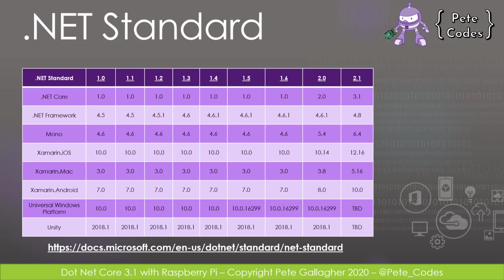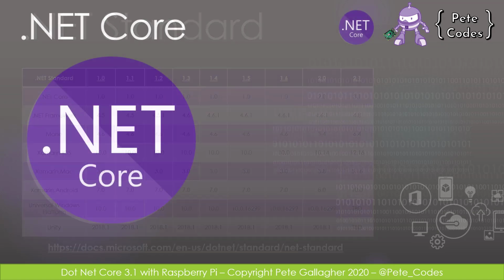Everything from 1.0 to 2.1 is backwards compatible, but it doesn't work the other way, of course. So the lower you can make that .NET Standard number for a library that's going to be consumed, the better, the more different applications that will be compatible with. You can read a little bit more about .NET Standard there at the bottom using that link.